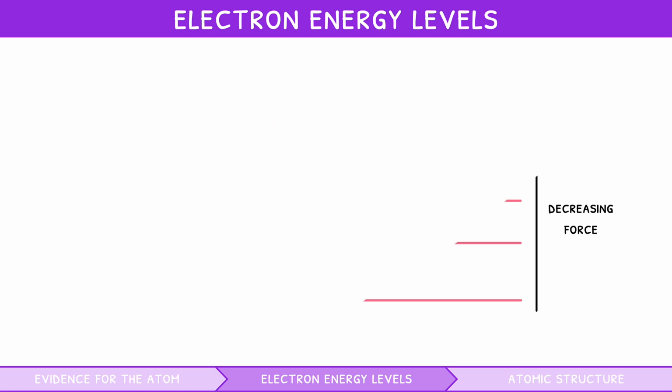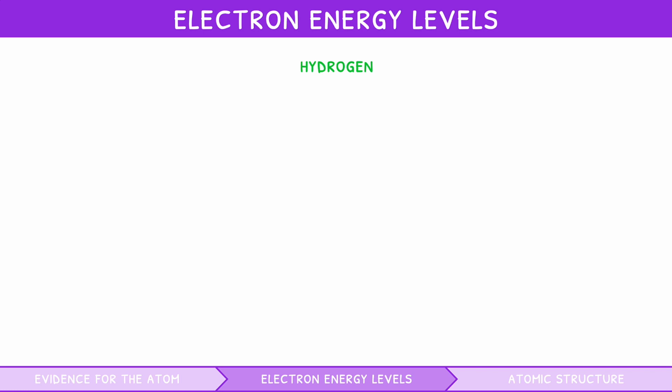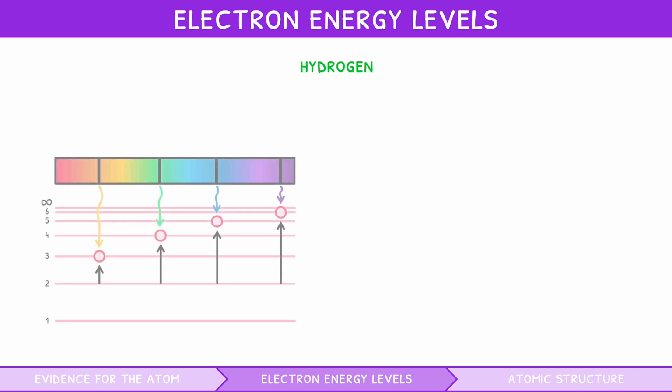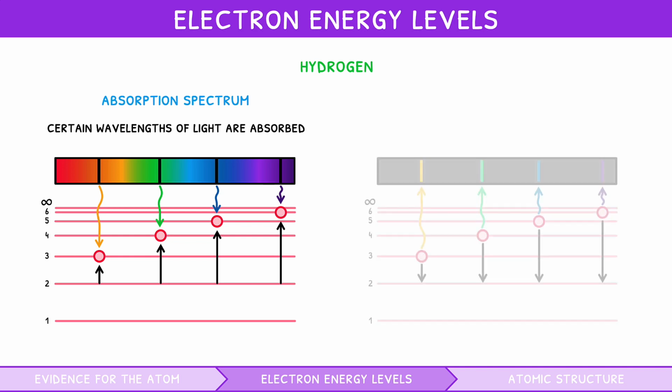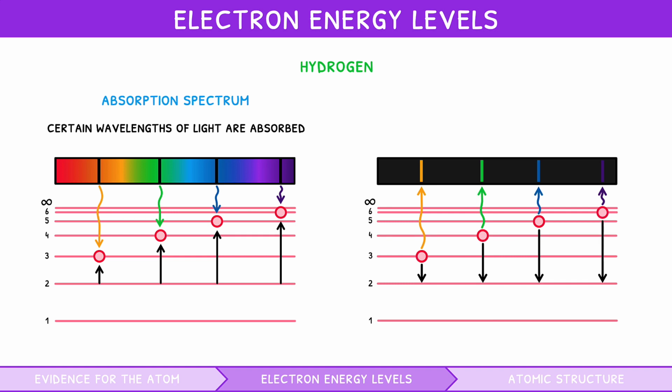Well, when shining electromagnetic radiation on hydrogen gas and looking at the transmitted radiation, he noticed black gaps in the spectrum. This is called the absorption spectrum, because it suggests that certain wavelengths of light are being absorbed by electrons to be promoted to higher energy levels. Conversely, when exciting hydrogen gas using electricity and looking at the produced radiation, he noticed single lines in the spectrum that match the gaps in the absorption spectrum. This is called the emission spectrum, because it suggests that the same certain wavelengths of light are being emitted by electrons to demote back to their original energy level.